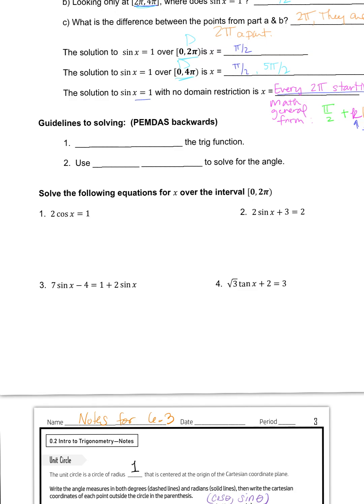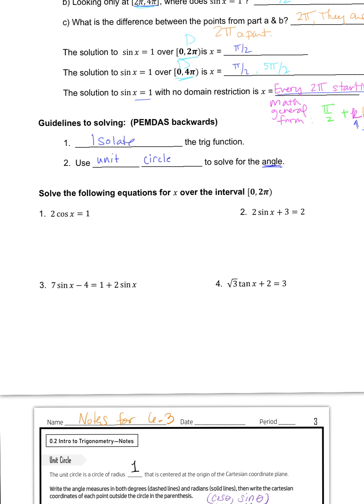Okay, so now we're going to talk about the guidelines to solving trig equations. The first thing you always want to do is isolate the trig function. It's like we do for everything that we solve: whatever we're solving for, you want to get that by itself. Then use the unit circle. You may want to have your unit circle out to solve for the angle. We're looking for the angle, the radian. So let's start with this one.